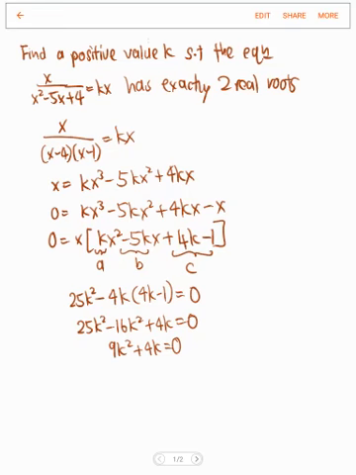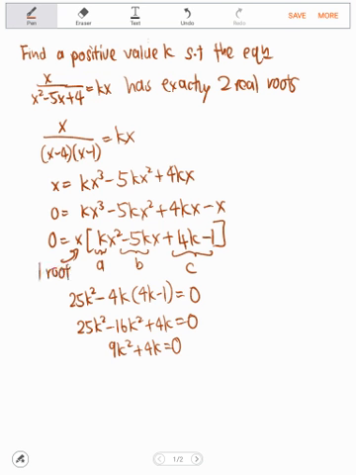So today I'm going to explain a rather tricky question over here. The question asks us to find a positive value k such that the equation has exactly two real roots. Typically when we do this kind of question, I am trying to use the algebraic method. So when I factorize x, I identify that this is already one root.